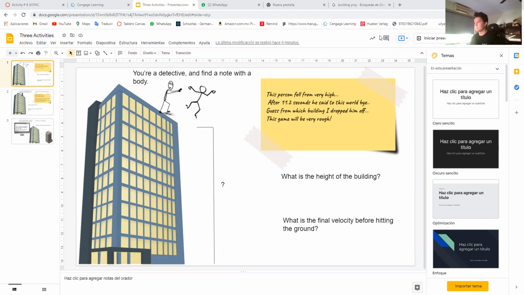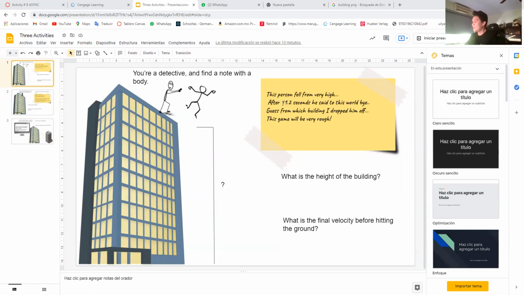Now, let's begin. You're a detective and find a note with a body. This person fell from very high. After 11.2 seconds, he said to this world, bye. Guess from which building I dropped him off? This game will be very rough.